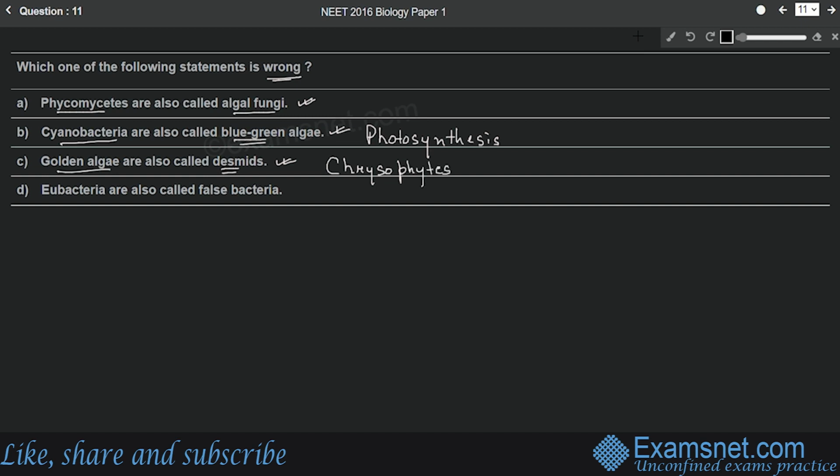Then the last statement says eubacteria are also called false bacteria. Now this is the incorrect statement because we know that eubacteria are also known as true bacteria, not false bacteria. Okay. What is another type of bacteria? That is archaebacteria. Archaebacteria, that is of primitive type.